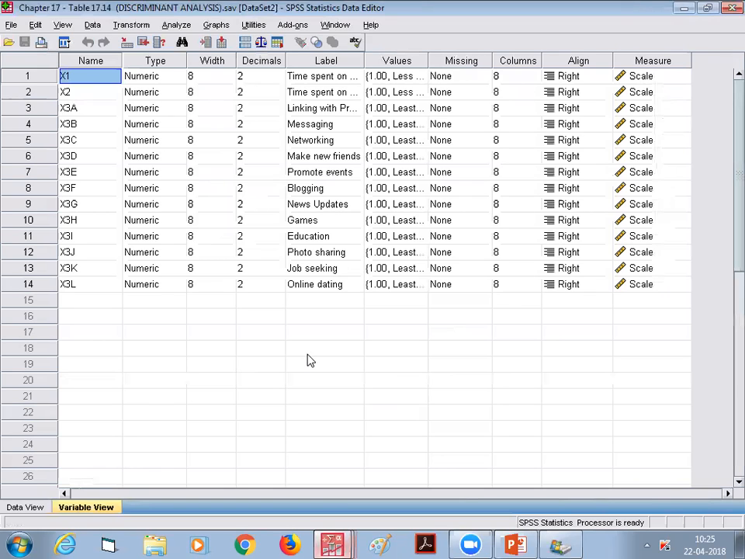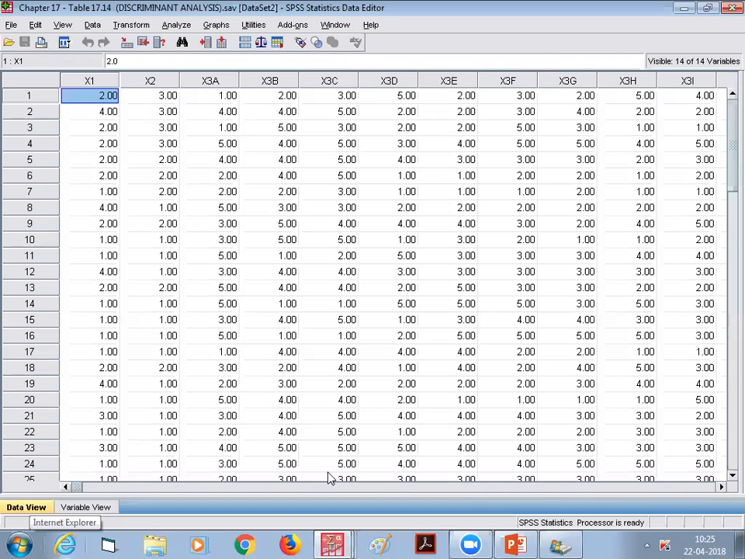There are so many variables, like a classification of high user and low user of the internet. So time spent on weekdays, time spent on weekends, then linking, messaging, networking, all these different variables. So we are classifying as what? Low user or high user as a variable. So we have to take that one as table view. You can see that one. We have so many variables.